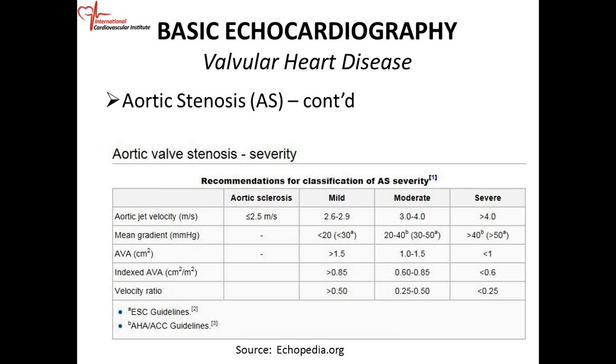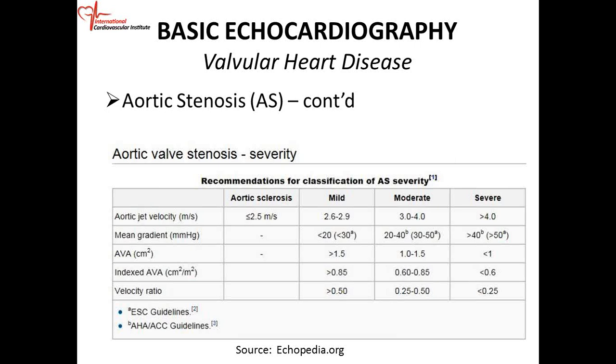If you're going to index the aortic valve area, and when you index something, you divide it by the body surface area. You use your height and weight, you get the body surface area, and you divide the valve area by the body surface area. If that index is less than 0.6, it suggests severity.